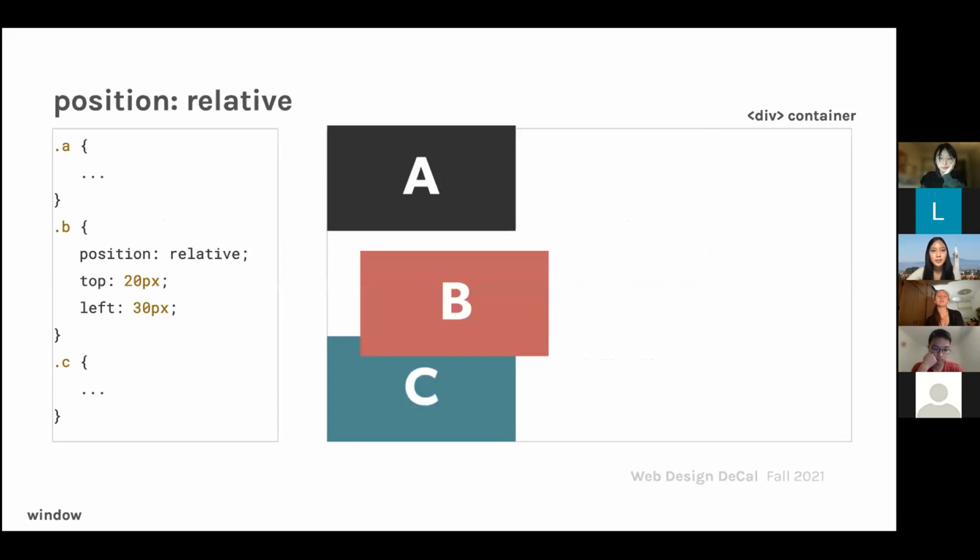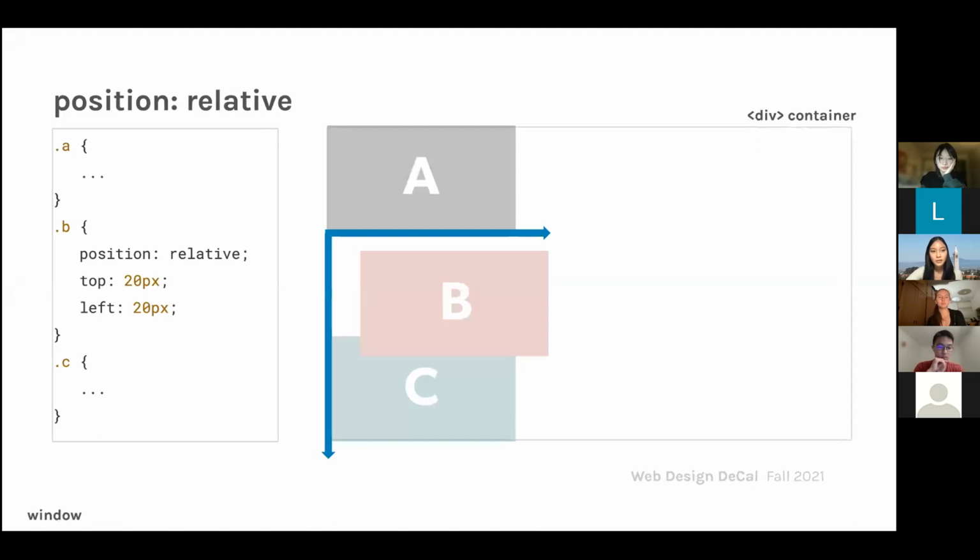So over here, we can see that we haven't affected A or C, but instead of B having a position of none, we've given it a position of relative. And over here, you can see what top 20 pixels and left 20 pixels mean. So we've given it a push 20 pixels from the top and also a push 20 pixels from the left. I guess you can also think of it as a space of 20 pixels at the top of it and a space of 20 pixels to the left of it. And also, you can see, even though we've affected B and it comes before C, C still goes according to the normal flow of the page.